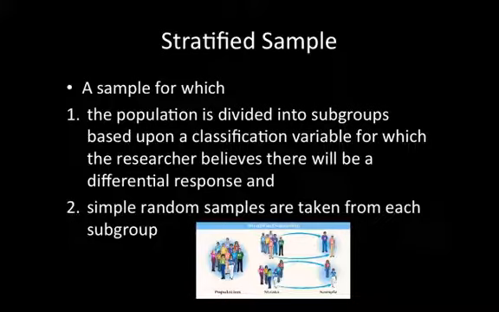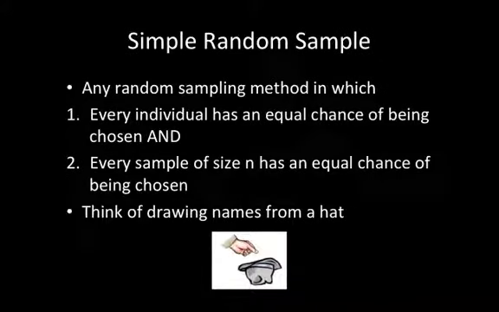A sample for which the population is divided into subgroups based upon a classification variable for which the researcher believes there will be a differential response. If you think back to the simple random sample, any sample of size n has an equal chance of being chosen. So that means if we were doing a simple random sample of students from Houston Christian, we write everybody's name, put them in a hat, draw out the names. It is theoretically possible to end up with samples of all male students.